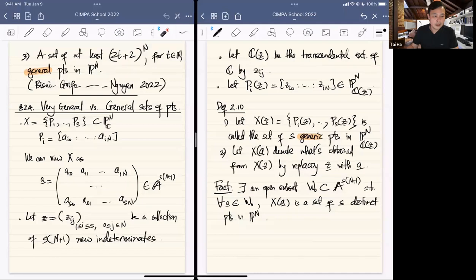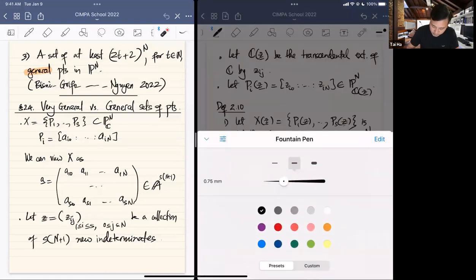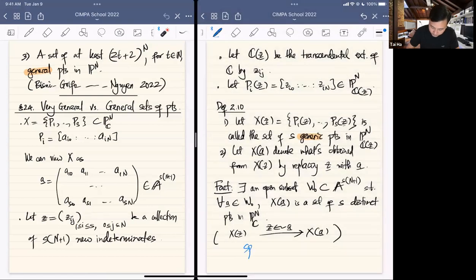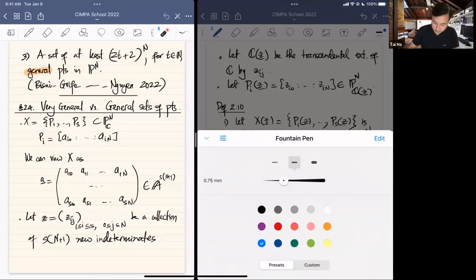Okay, so this process is called specialization, right? So I specialize the generic set of points to get a set of points down stack in Pn, and this is now over C. Right? So going from XZ, you substitute Z by A, you get XA. This process is called specialization. And I'm going to talk about specialization in more detail later.